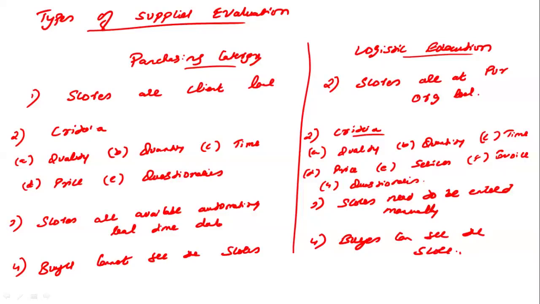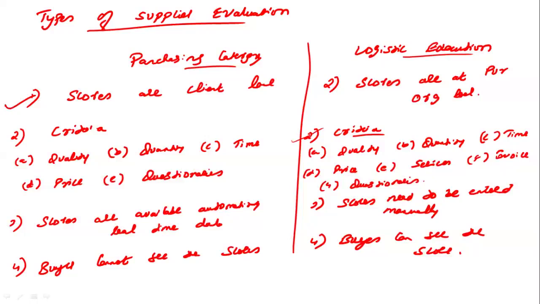Now let's discuss what is the advantage and what is the disadvantage. In purchasing category, the scores are at client level. In logistic execution, scores are at purchase org level. Business will prefer to have the scores at client level because suppliers are handled by reference purchase org at the client level, so this is preferred. Coming to the second point, criteria: in purchasing category, you have only 5 criteria, while in logistic execution, you have 7 criteria. So here this is preferred.